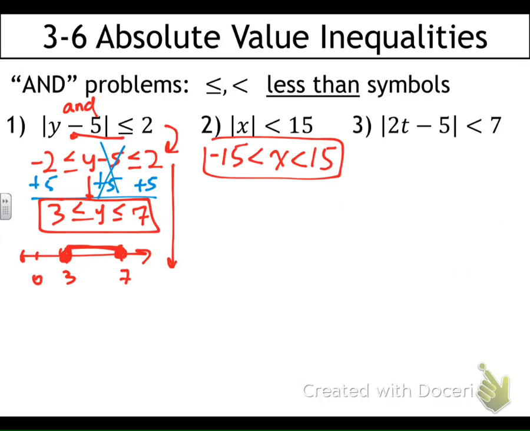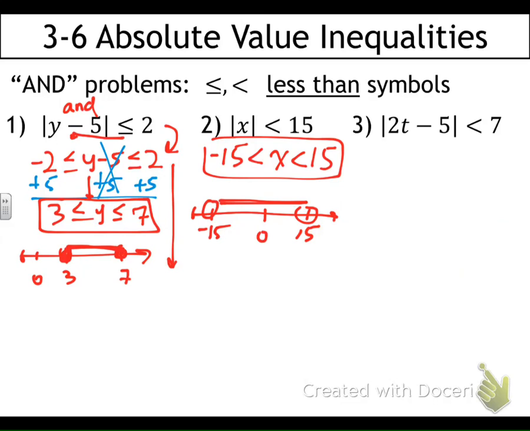So since we're done, go ahead and draw a number line. We're going to graph negative 15, 0, positive 15. And we figure out the type of circles. These are open. And since this is AND, we shade in between. Hopefully this is making sense. It's very, very easy. Okay. Let's go on to number 3.